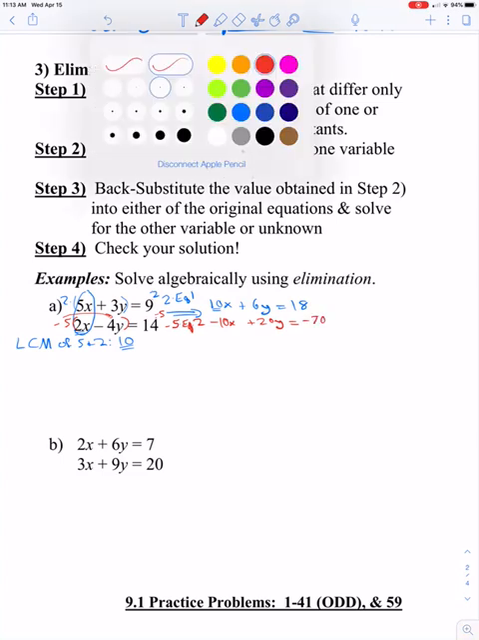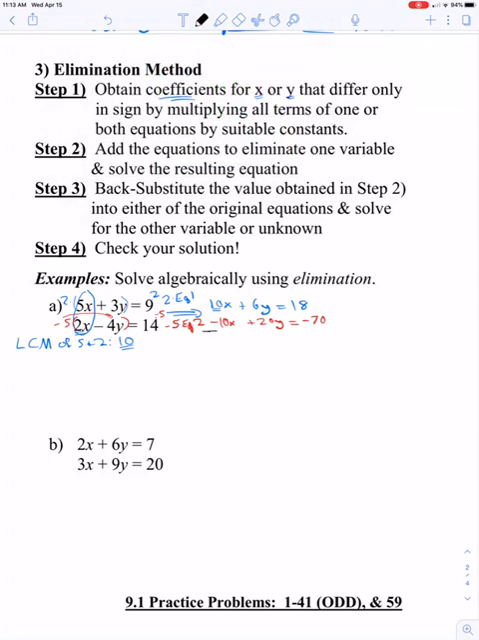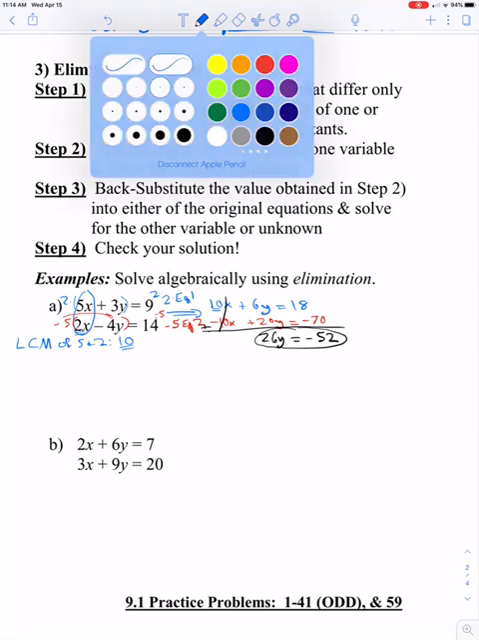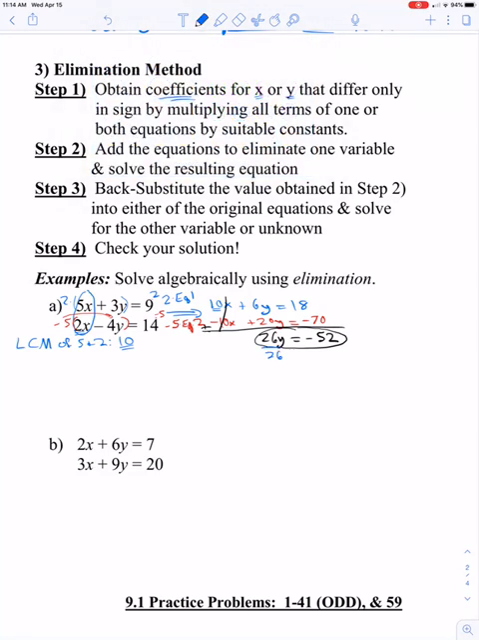And now we can add them up. So we're going to eliminate by addition. We add these two equations together, and the x terms are gone. 6y plus 20y add up to 26y. 18 plus negative 70 is negative 52. We've got a resulting equation with one variable in it. If we're going to solve that for y, all we've got to do is divide out a 26 on both sides. And we've got half of our answer.